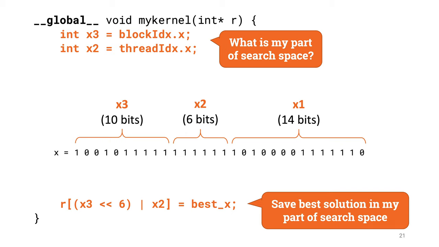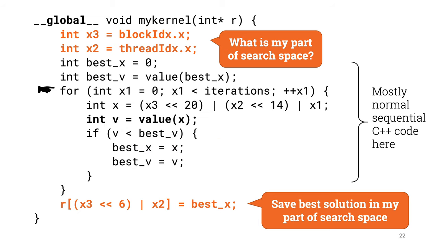And then this was everything that was really specific to GPUs. We'll just write normal C++ code now that goes through all values of x1 and sees what gives the best value. Like this. Check all x1s, put together x1, x2, x3 to form bit vector x.